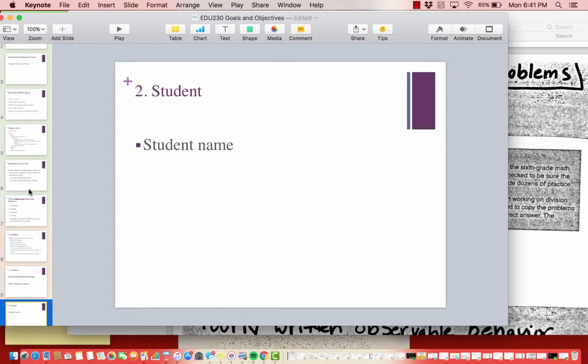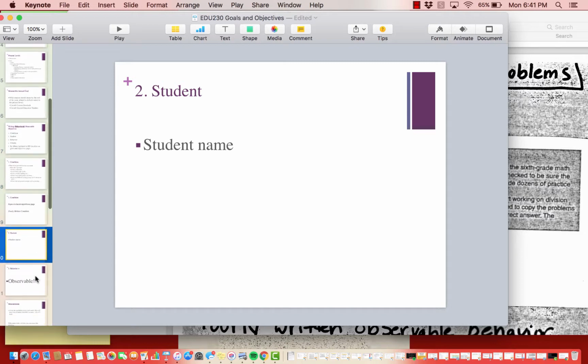The second aspect of a legal objective is the student's name, just straightforward. So given a worksheet containing long division, Harvey will, so it's just saying the student's name.